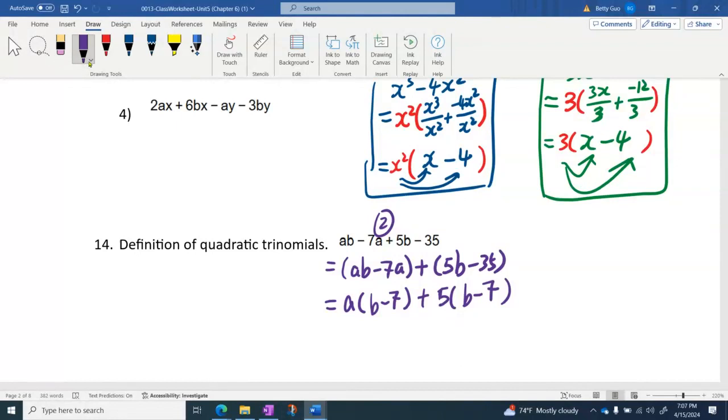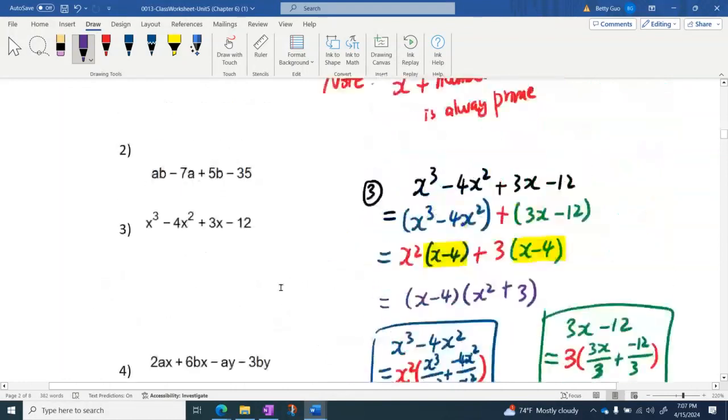Now the two groups have B minus 7 as a common binomial factor. We can factor out B minus 7, and from the first group we have left over A, from the second group we have left over 5, and the result is B minus 7 times A plus 5. You guys are doing great, very good.